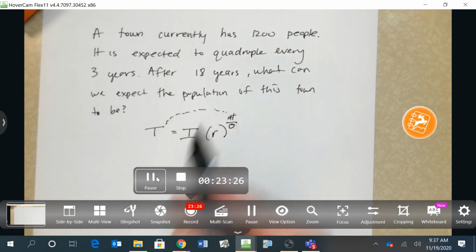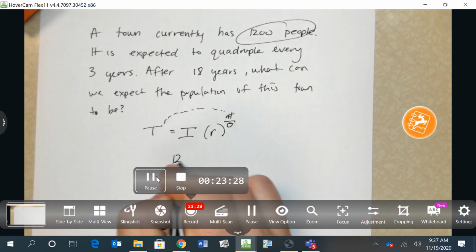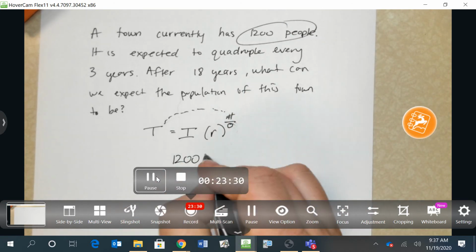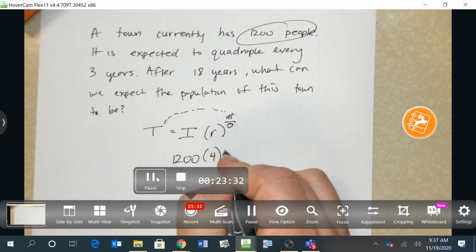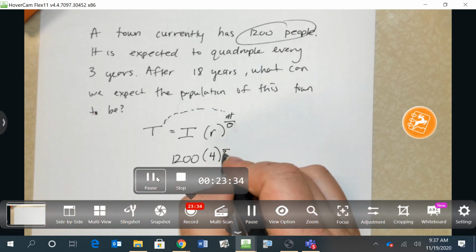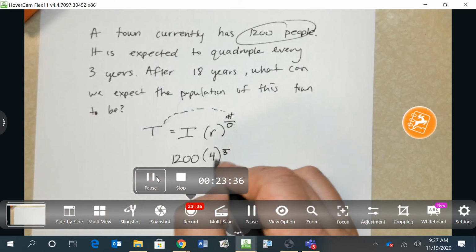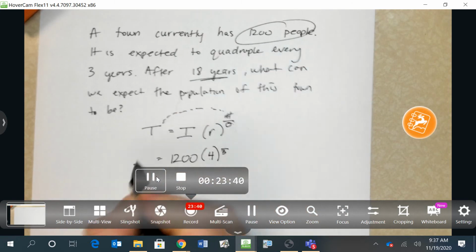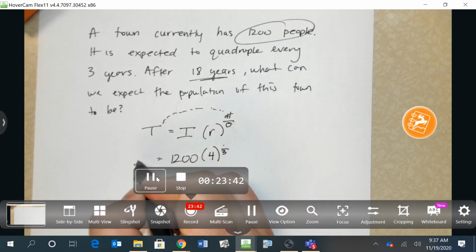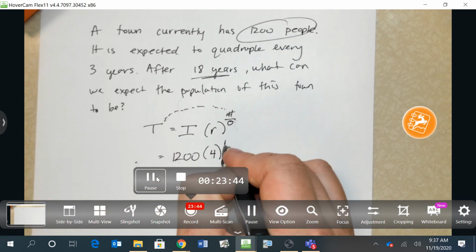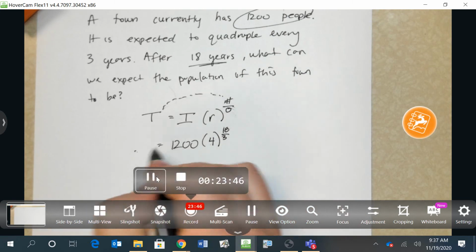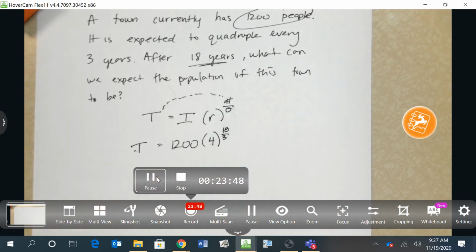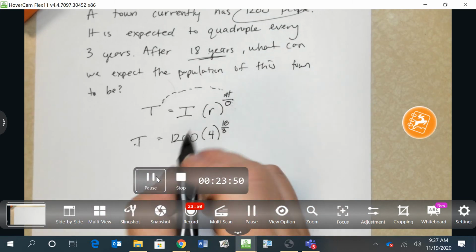So what do we know? We know the initial amount is 1,200. We know it's going to quadruple. How often? Every 3 years. The occurrence is every 3 years that it quadruples. Now, it says, what is the total after 18 years? So again, this 18 is going to relate to the total. So I press 18 up here. I want to know what is this total, and now I can plug it into Desmos.